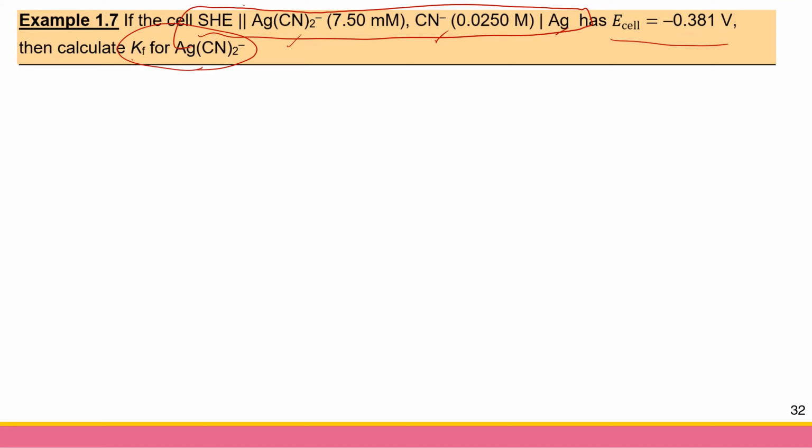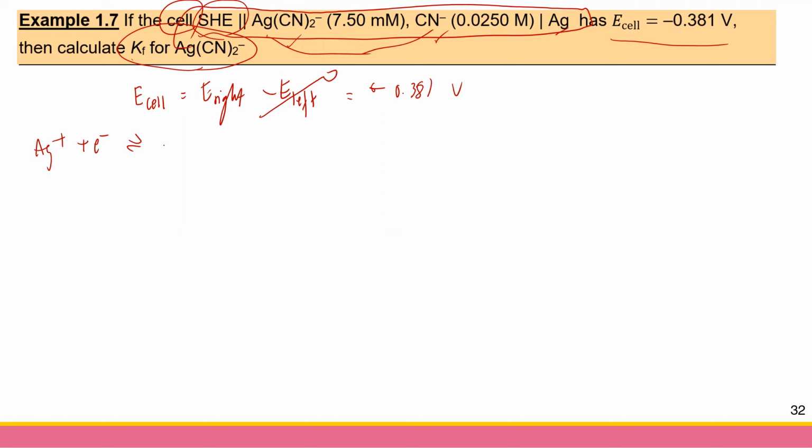So you're going to have to start from this one, right? So this is the cell potential, so you need to start from the cell potential. So E cell is equal to E right minus E left. But since E left is SHE, right? Standard hydrogen electrode. So it is 0. So we know that the E right is equal to minus 0.381 volt. Then what else? We need to do the same thing again because this is still on the silver thing. So we just write the Nernst equation of silver plus electron, and you get silver.